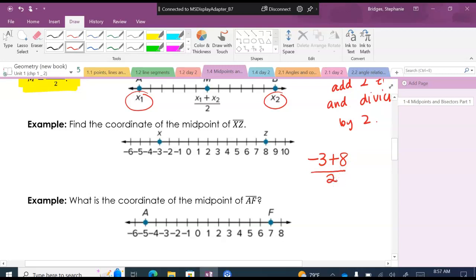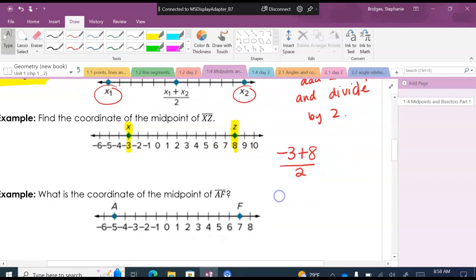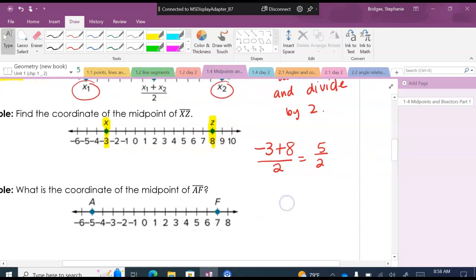Does everybody understand where I got those numbers from? X is at -3. Z is at +8. So I add those two together. I add -3 plus 8. And then I'm going to divide that by 2. Let's see, what's -3 plus 8? 5. And 5 divided by 2. We can leave it as a fraction, but most of you probably are more comfortable with a decimal. And so that would be 2.5.